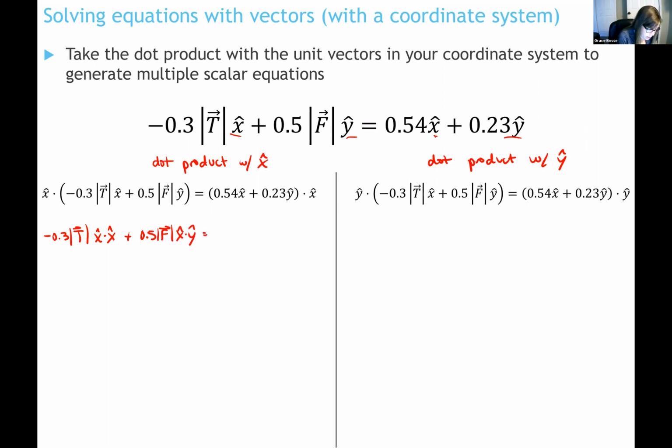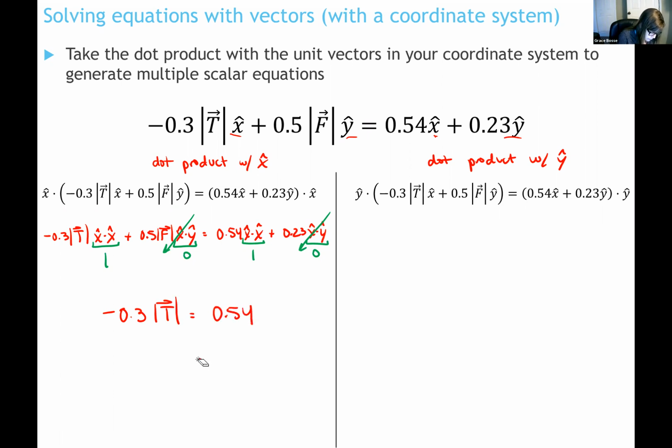Now I'm going to distribute the dot product on the other side of the equation. Because the unit vectors in the Cartesian coordinate system are perpendicular to each other, x hat dotted with y hat is 0. X hat dotted with x hat is the number 1. And so these terms that have the x hat dot y hat go away. And so I've eliminated one of my unknowns. Now I can continue on with this equation and I only have one unknown variable. So negative 0.3 times the norm of t is equal to 0.54. And so the norm of t is just going to be negative 1.8.